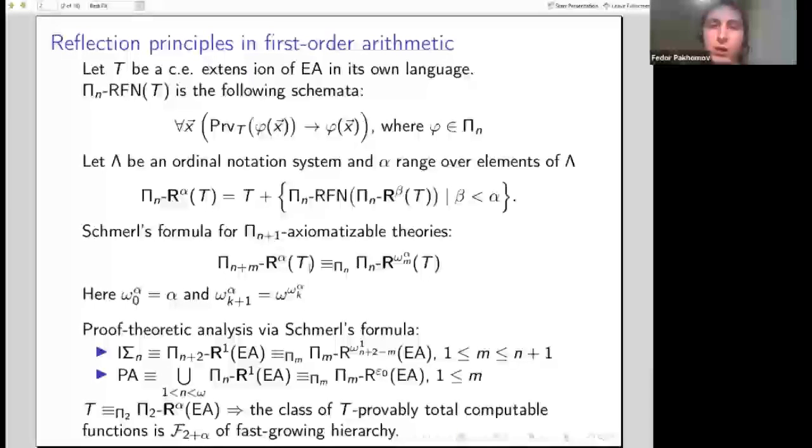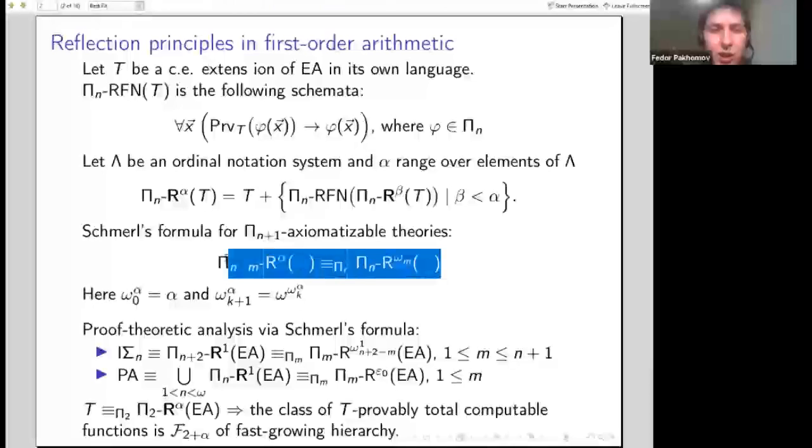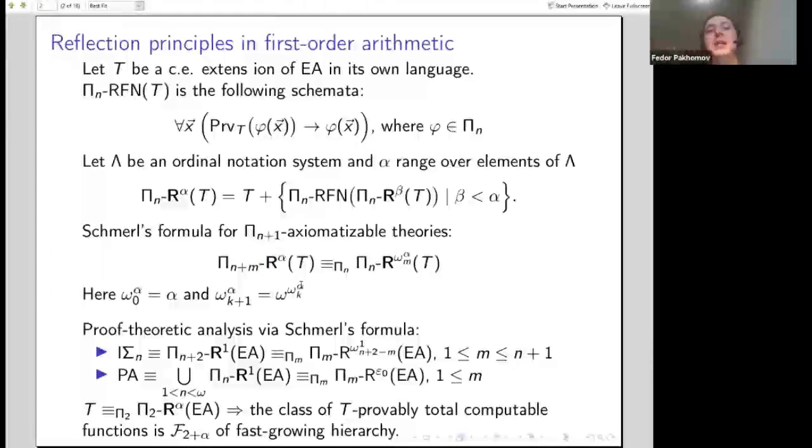But of course, the theory to the left in this equation is actually stronger than the theory to the right. Namely, it has the same Π_n consequences, but it has more consequences on the stronger levels, so Π_{n+1} and so on. Okay. And basically it's what Schmerl found, and then it's possible to use this for the purposes of proof-theoretic analysis.